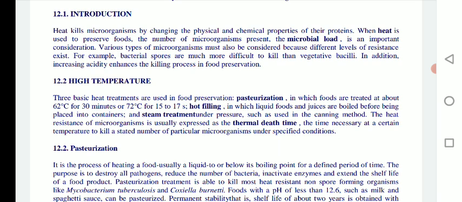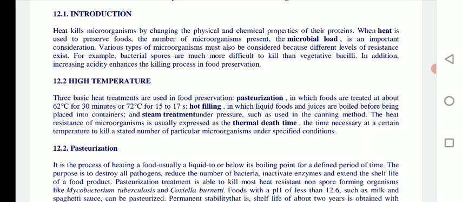This is the general scenario, that spores are pretty much resistant to heat, and even after higher temperatures the spores still remain as compared to vegetative cells. Vegetative cells of bacteria get destroyed by heating. In addition, increasing acidity enhances the killing process in food preservation. First we're going to study high temperature.